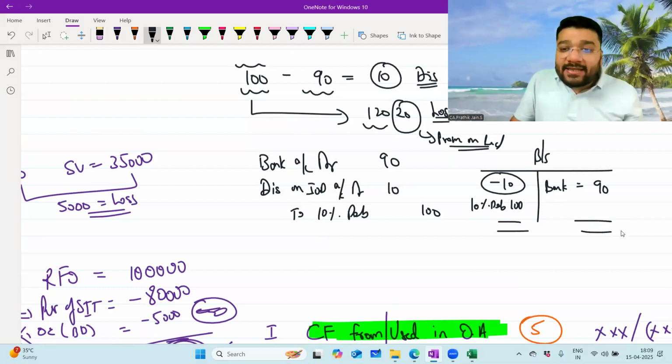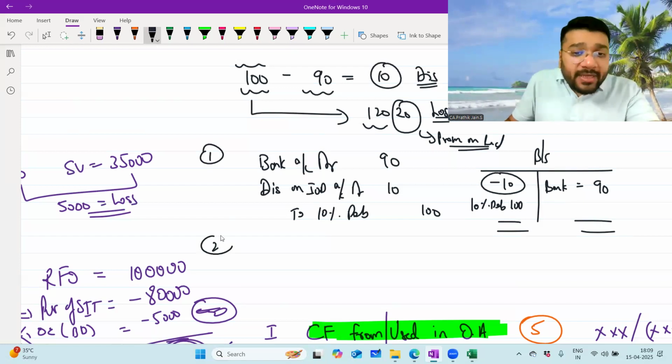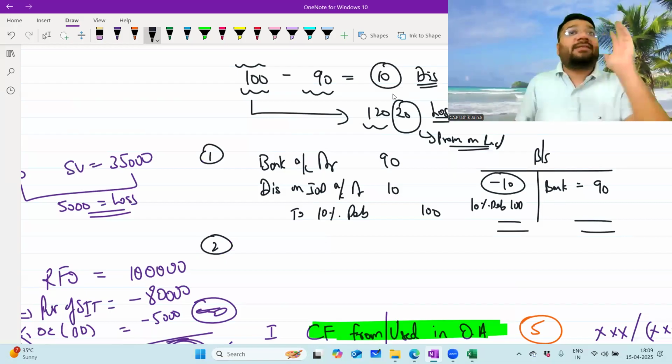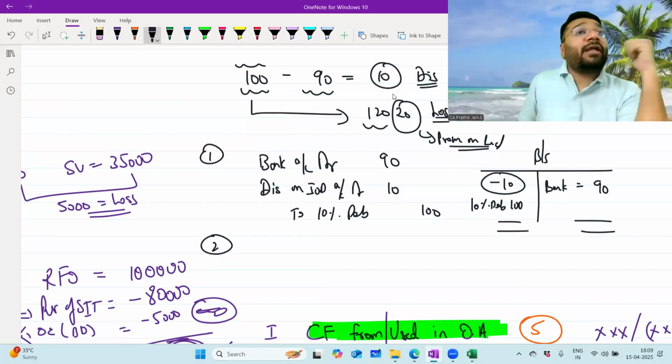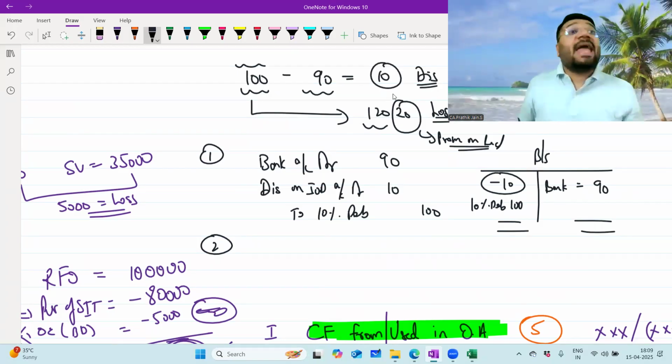So total on both the sides is how much equal? 90 and 90. Any problem? Now second entry. What is the second entry? The prudence concept says that you know about this loss today itself. So this loss you have to record in your P&L. How should you record? Entire amount in one shot? No, you'll record over the period of the life of the debenture.